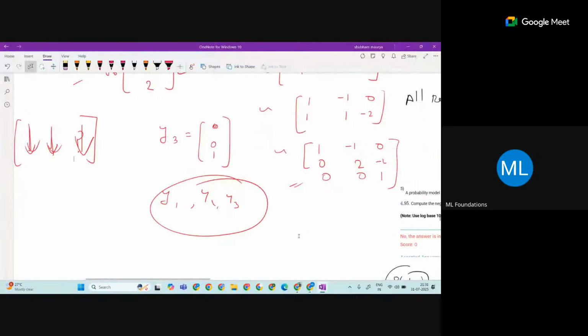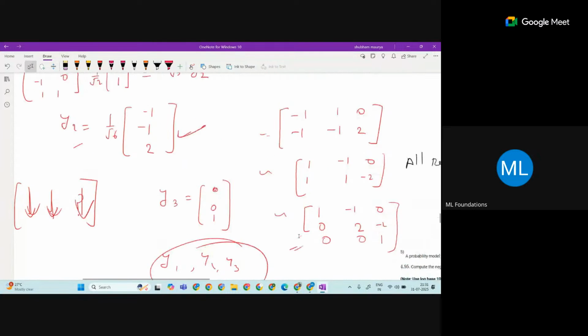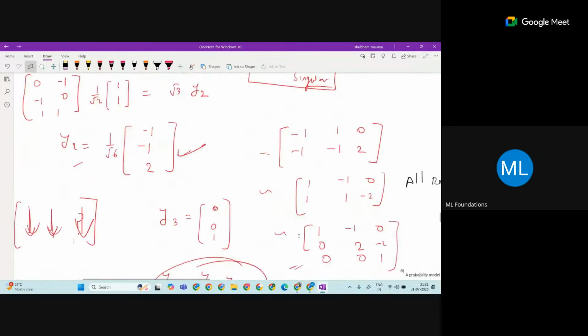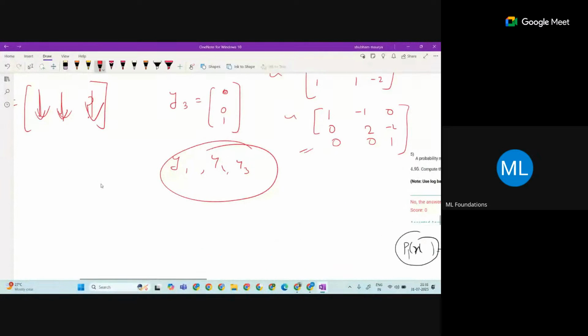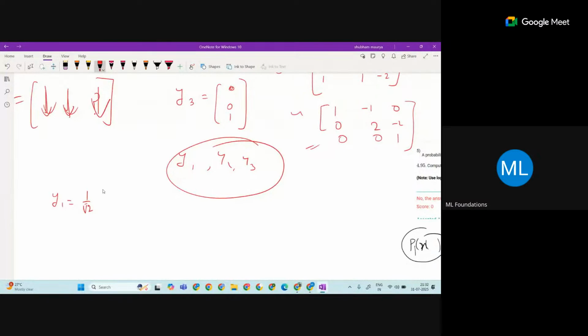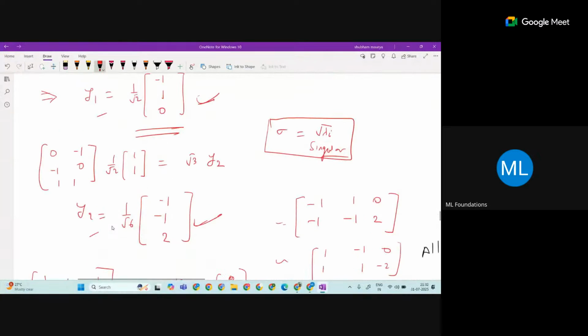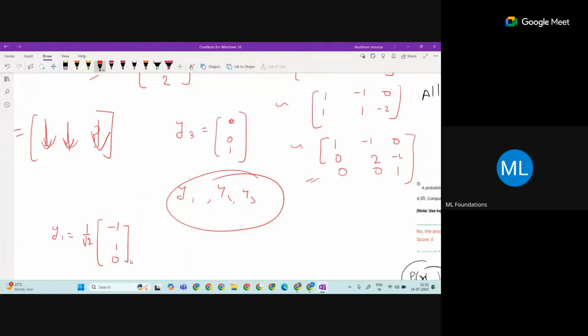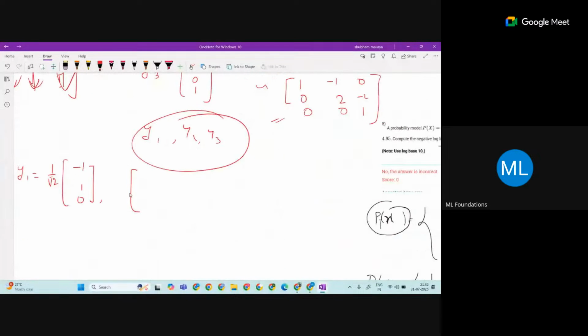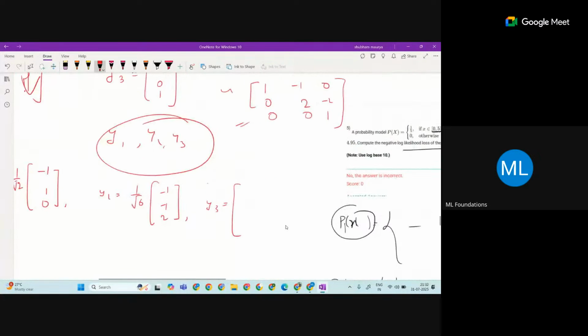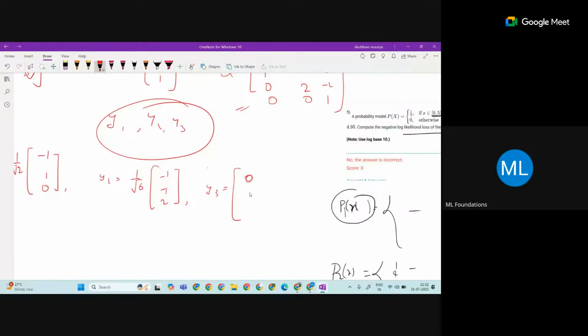So I was telling the steps to do in SVD. We got these two, so we have to find the third one. Now we have to apply Gram-Schmidt to get orthogonal vectors. We have these three vectors. y1 is 1 upon root 2 times (-1, 1, 0), y2 is 1 upon root 6 times (-1, -1, 2), and y3 we got by random, because we want three independent vectors, so this is (0, 0, 1).